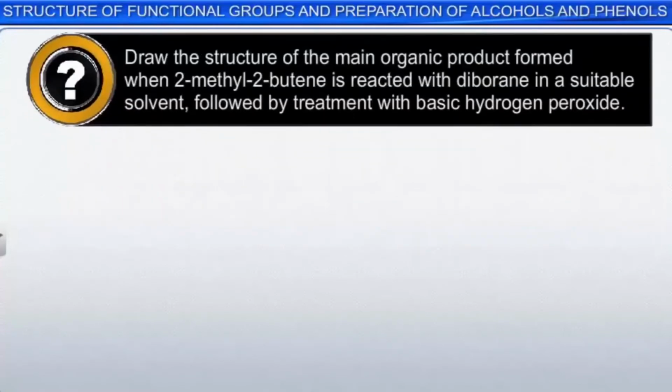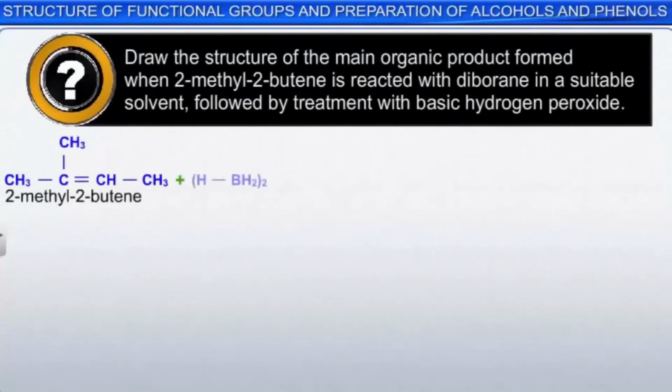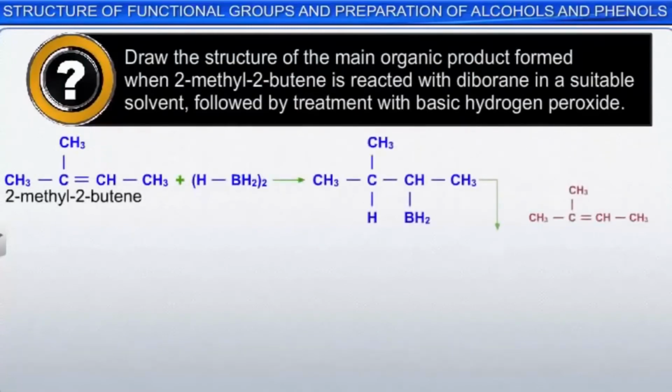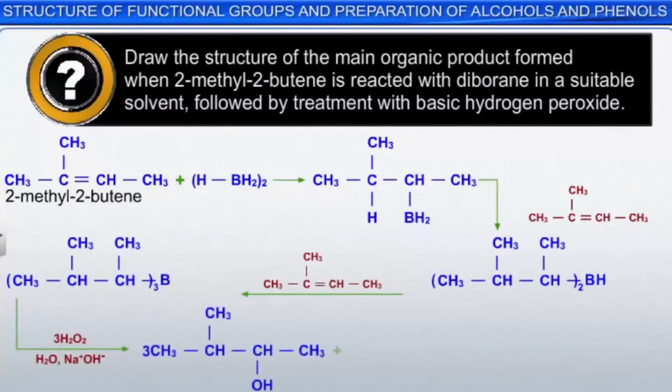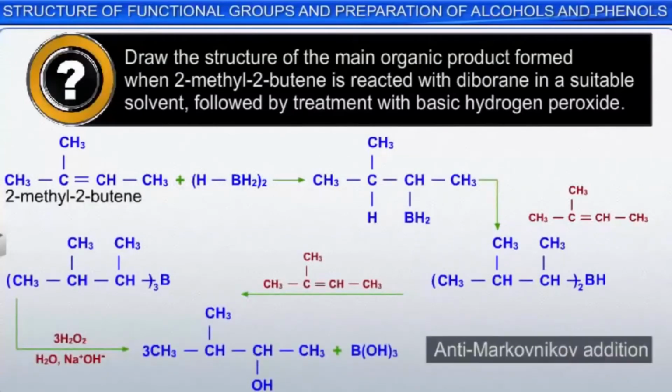Start by drawing the structure of the reactant. Since this reaction uses hydroboration oxidation of the alkene, the major product will show anti-Markovnikov addition. Therefore, the hydroxyl group will attach to the carbon with more hydrogens, as shown here.